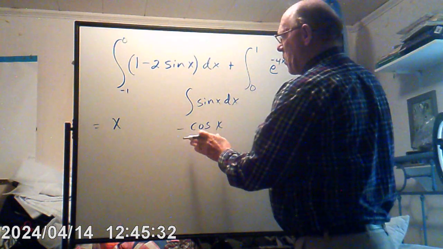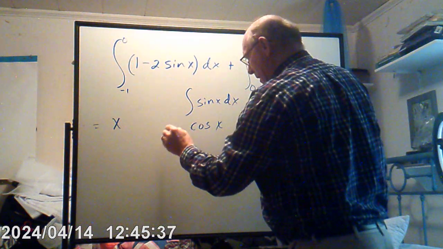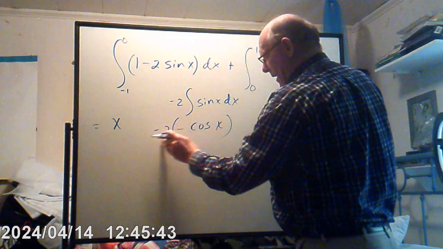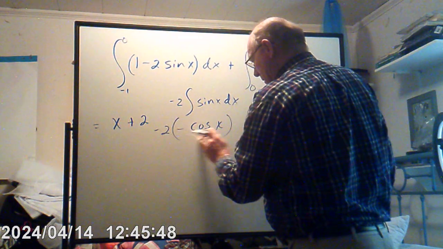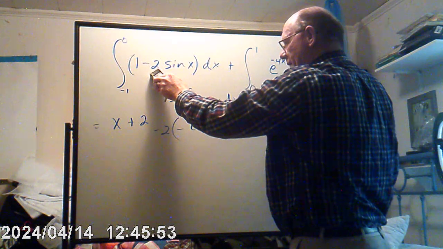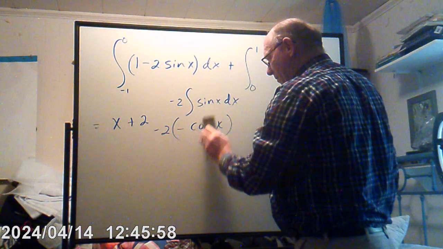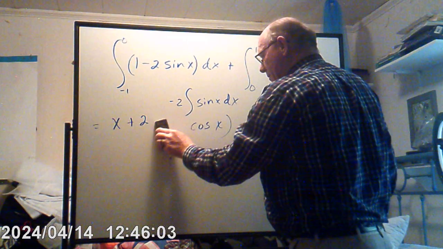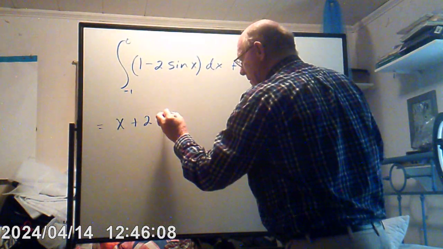Alright, so since we have a -2, it was -2 times that. A negative times a negative is a positive, so we're going to say plus 2 cosine x. So here's your -2 times this antiderivative of sine, which is negative cosine. So negative times a negative is plus 2 cosine x.